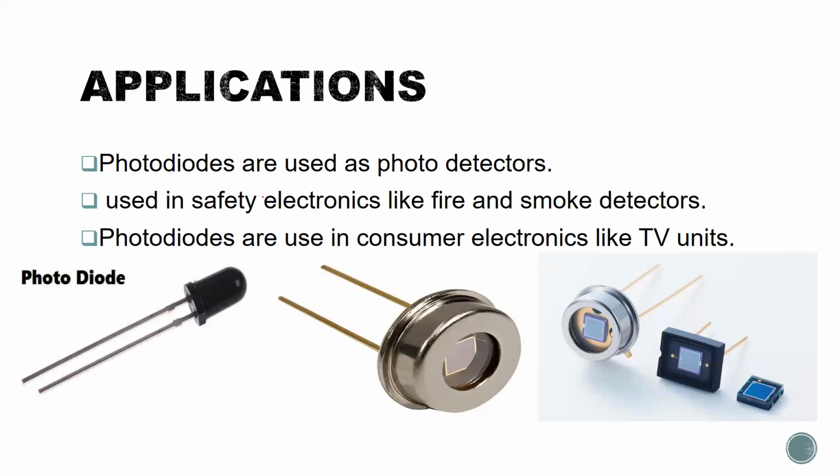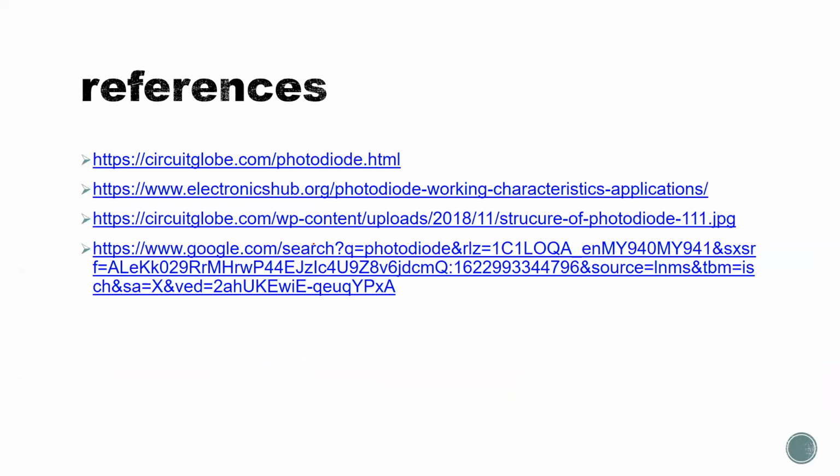Next, the application. Photodiodes are used as photo detectors. Second, they are used in safety electronics like fire and smoke detectors. And the last one, photodiodes are used in consumer electronics like TV units. This is a picture of a photodiode. The last one is the reference.